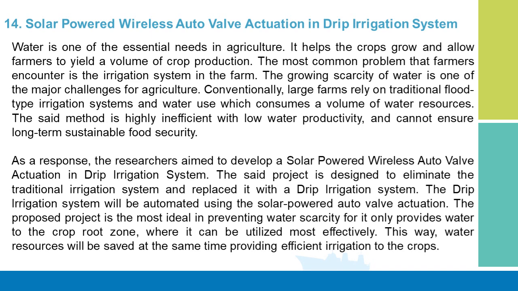The said project is designed to eliminate the traditional irrigation system and replace it with a drip irrigation system. The drip irrigation system will be automated using the solar-powered auto valve actuation. The proposed project is the most ideal in preventing water scarcity, for it only provides water to the crop root zone, where it can be utilized most effectively. This way, water resources will be saved at the same time providing efficient irrigation to the crops.